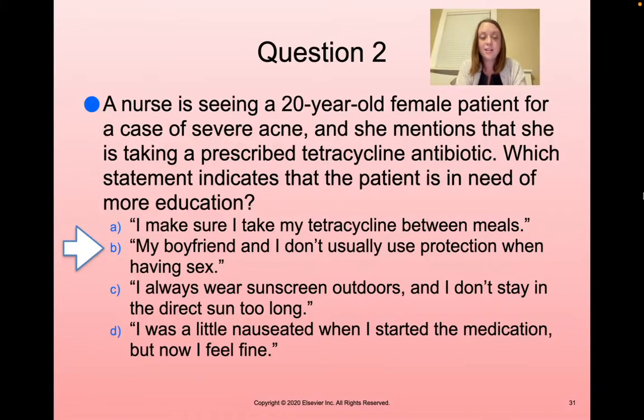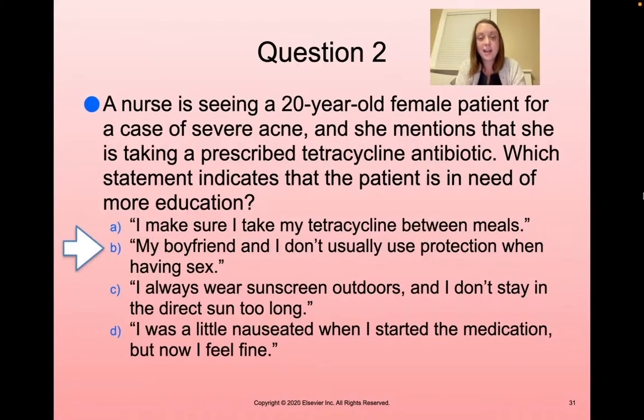A. I make sure I take my tetracycline between meals. B. My boyfriend and I don't usually use protection when having sex. C. I always wear sunscreen outdoors and I don't stay in the direct sun too long. Or D. I was a little nauseated when I started the medication, but now I feel fine. If you answered B, you're correct.